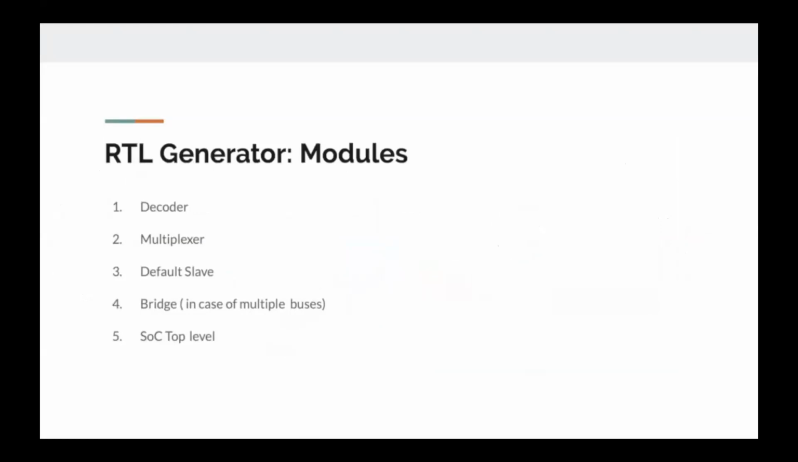Now, what exactly is the default slave? The default slave is used in case of the master trying to read or write from an address in the memory location that does not exist in the memory map. That is when the default slave would issue an error signal to the master.